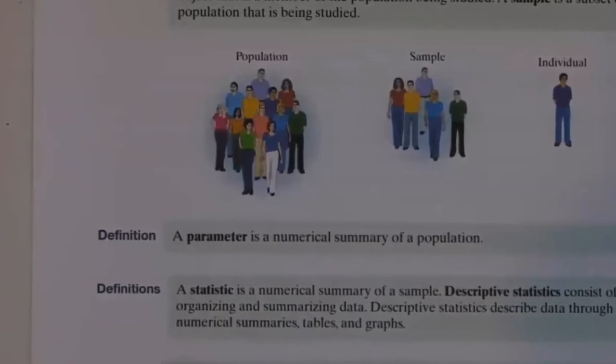But if I wanted information for every community college student in the United States, so my population now just expanded to be all community college students in the United States, obtaining information about every individual in that group is going to be nearly impossible. So it's impossible for me to really find the true parameter.